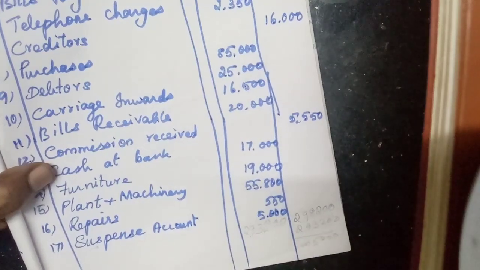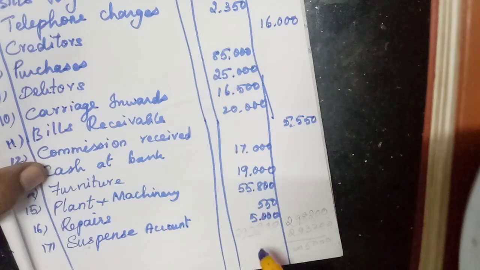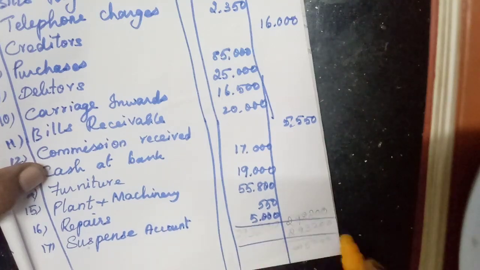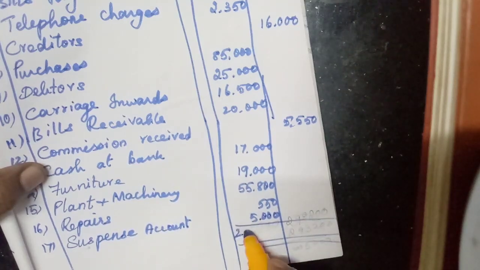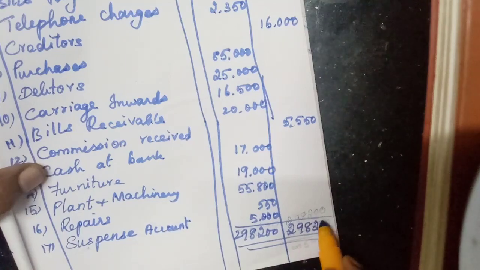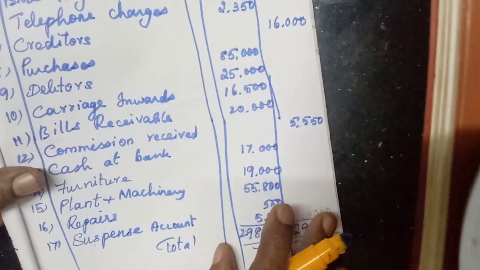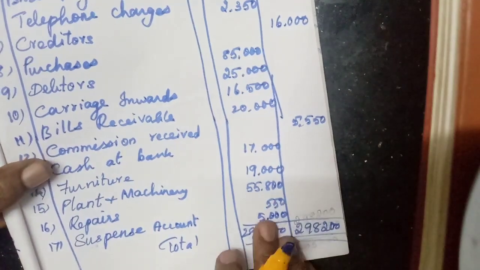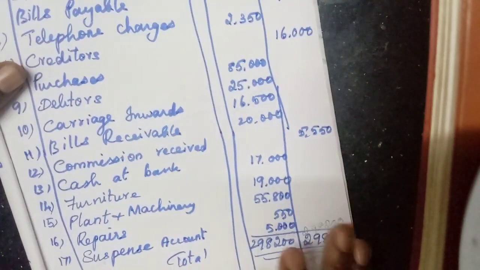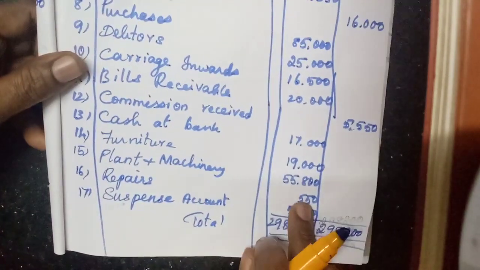Okay, rub clearly. For me it is not working. Two lakh 98,200. 2,98,200. Okay, total. If there is difference and if your calculation is correct, then we can write the difference as suspense account. Okay students, then the next problem we will see.